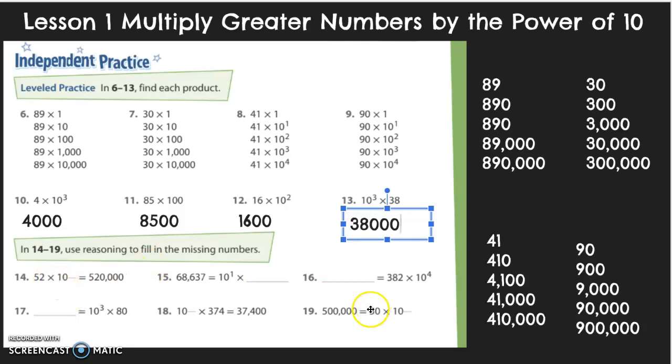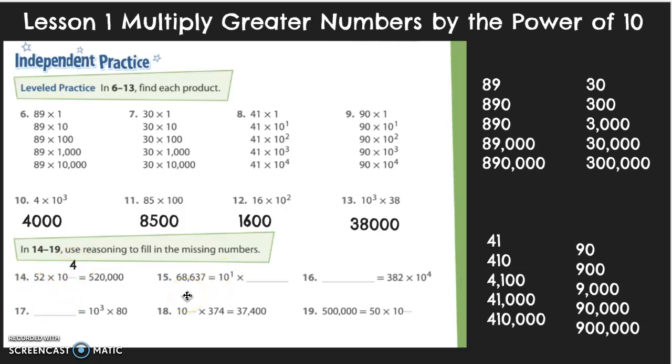Okay, I'm going to do 14 to 19. So if you want to pause it, try to do 14 to 19, you can do that. All right. 52 times 10 to the what? So there's going to be an exponent here. Equals 520,000. So if I imagine this 52 is not here, how many zeros do I have? 4. So my exponent would be 4 there. So this would be 10 to the 4th. You can see there's a little line there, so they want 10 to the 4th.